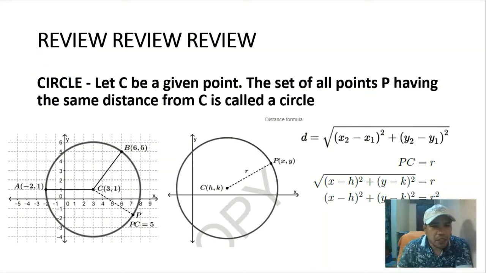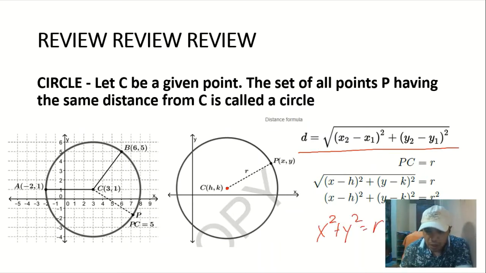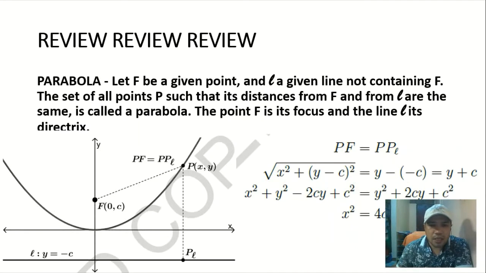So for the review, circle. Let C be a given point. The set of all points P, so C is the center. The set of all points P having the same distance from C is called a circle. So this line in here has the same distance up to the center. That is why we are using the distance formula. So from the distance formula, we were able to come up with the equation x squared plus y squared is equal to r squared.